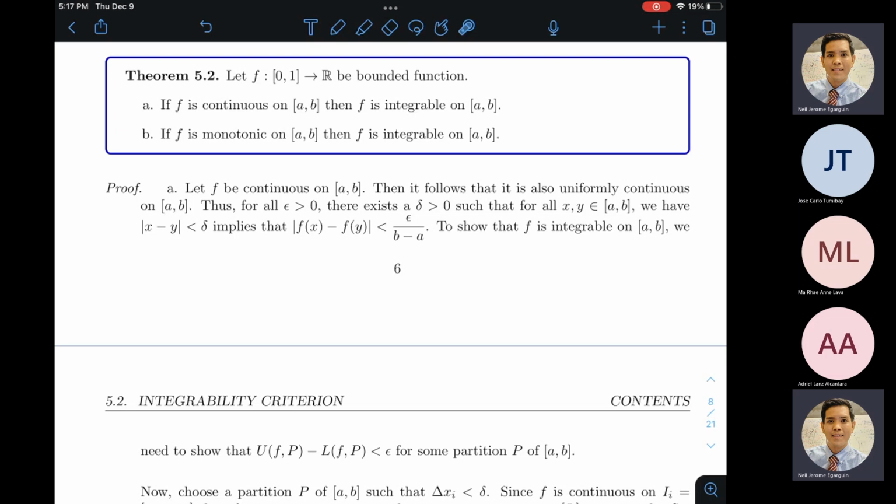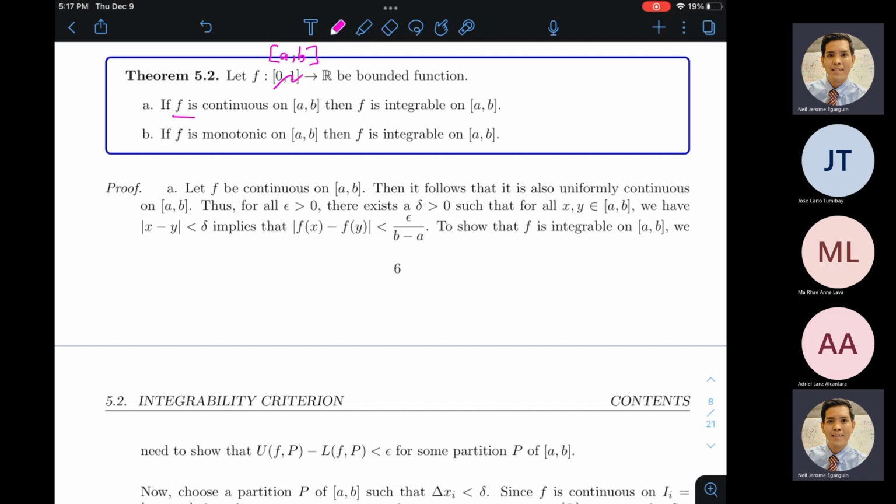And theorem 5.2 gives us 2 other things, and I think these are easier to apply than the definition of Riemann integrability or theorem 5.1. So kailangan nating magsimula sa isang bounded function f, defined on the closed interval 0, 1. Actually, not necessarily 0, 1, pero pwede siya sa interval AB, a generic closed interval AB. Right? May dalawang sufficient conditions.